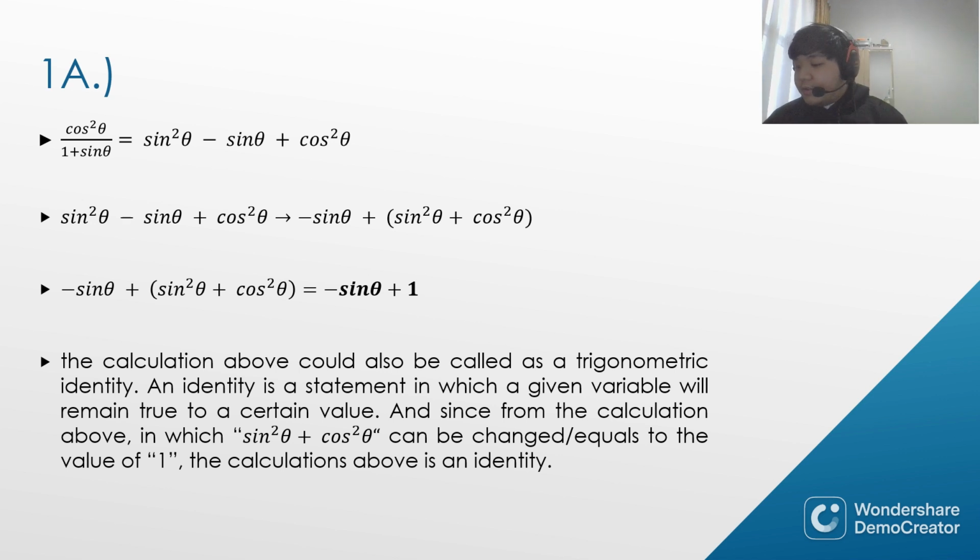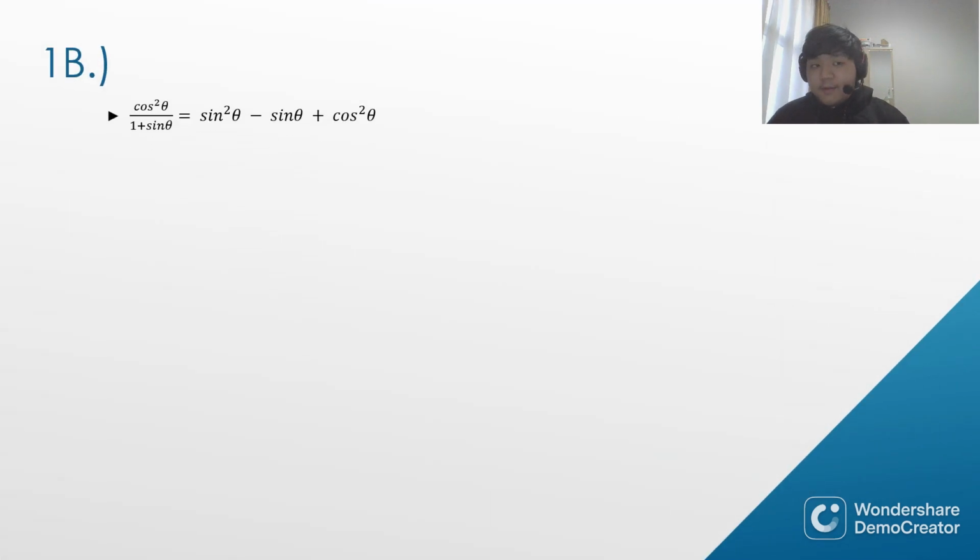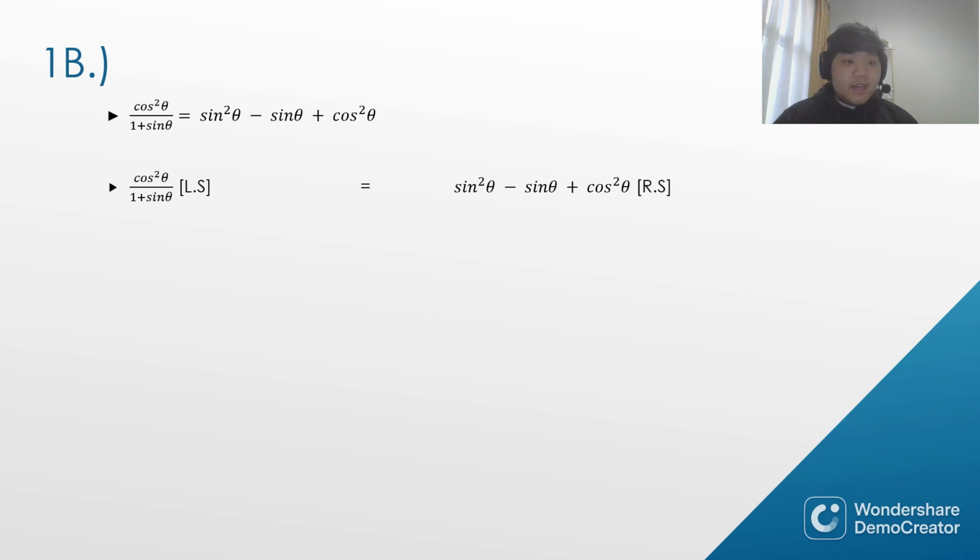Now, moving on to B, it asks us to prove that the equation above, or the problem above that I have given, is a trigonometric identity. For this question, I will be using the left side and right side method. As you can see, I divide both from the equal sign. So the one in fraction shall be the left side, and the one with the square thetas shall be on the right side. Since it's easier, I shall start with the right side first.